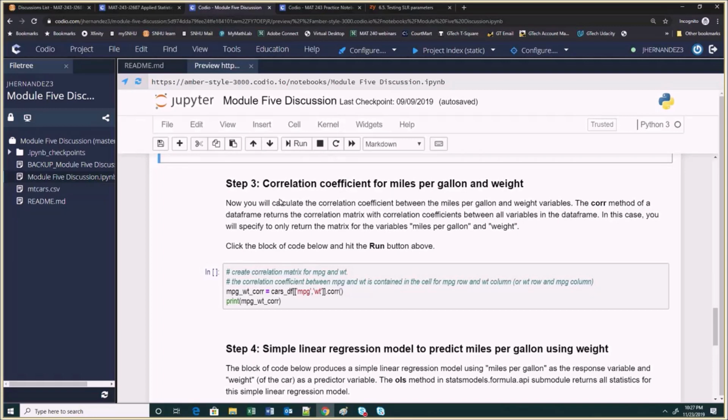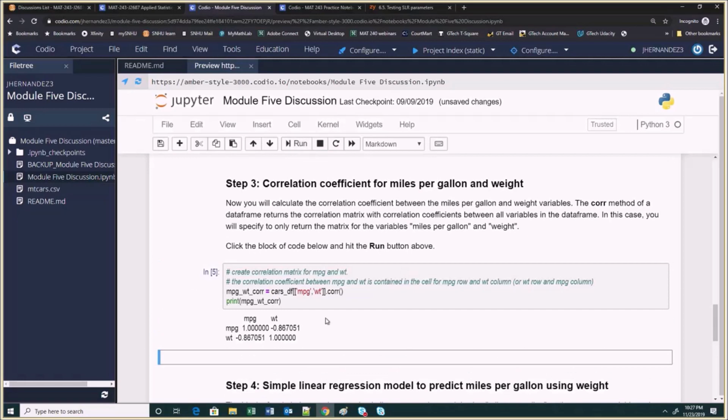So in step 2, we saw that we do have a relationship between miles per gallon and the weight of the car. Now we want to get a quantitative measure for that relationship. So therefore we will print the correlation coefficient. So let's print that.